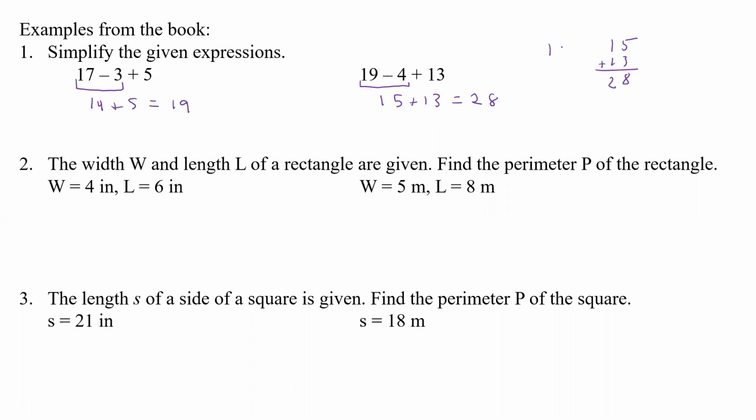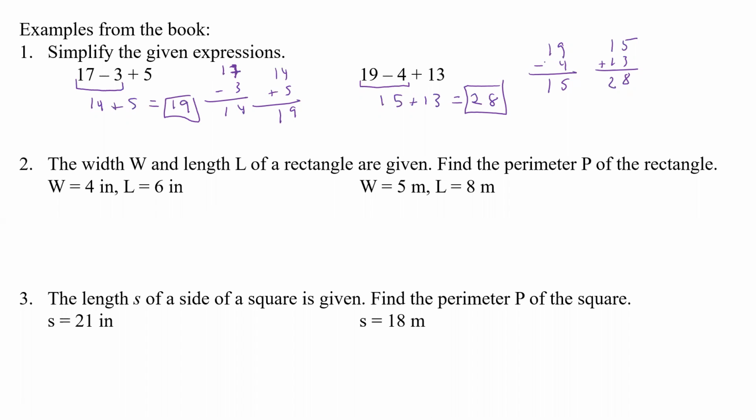And if we need to do the 19 minus 4, 9 minus 4 is 5, 1 minus 0 is 1, and that's how we got that one. The same thing worked for this one. 17 minus 3, 7 minus 3 is 4, 1 minus 0 is 1, and 14 plus 5, 5 plus 4 is 9, and 1 plus 0 is 1.